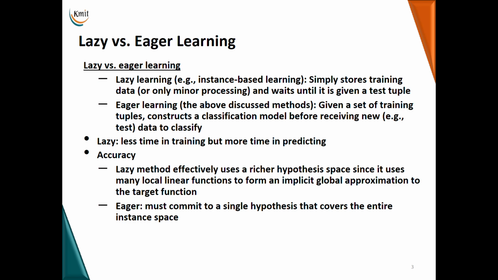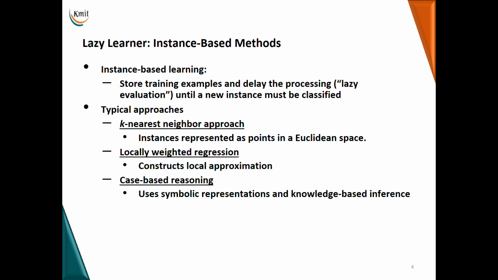Now, eager must commit to a single hypothesis that covers the entire instance space. Here, the eager learner is doing it based upon only a single classification algorithm. But your lazy learner is predicting based upon 10 customers, so this might be more accurate compared to only a single one. Next, it is instance based. In your lazy learners, we use your KNN approach, a locally weighted approach, or case based reasoning. These are the three approaches where we use lazy learners' instance based methods.